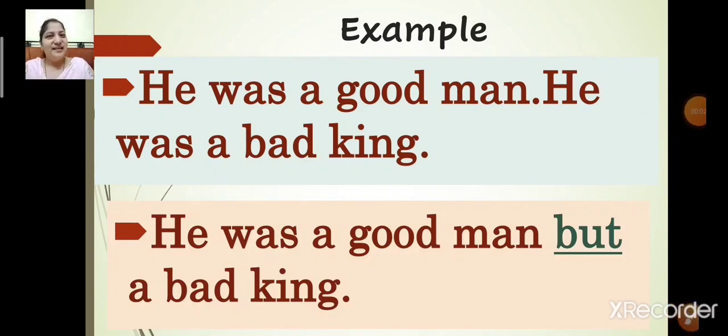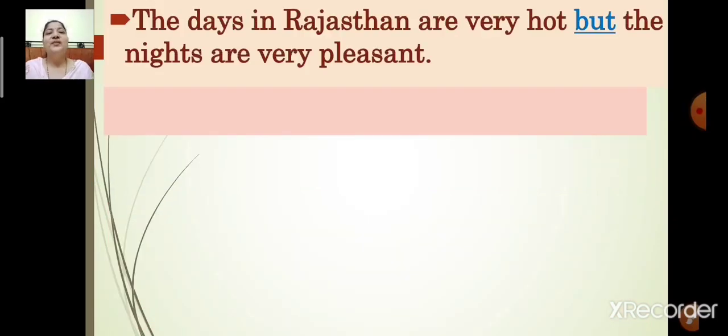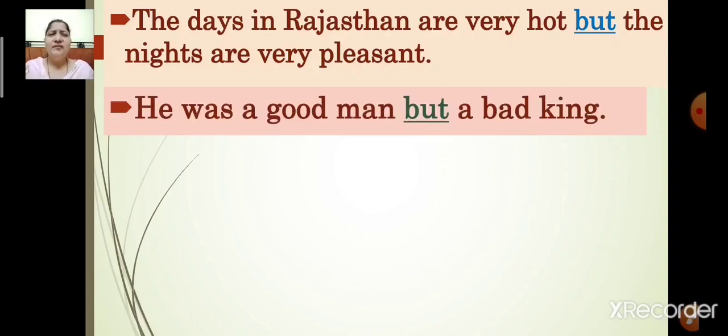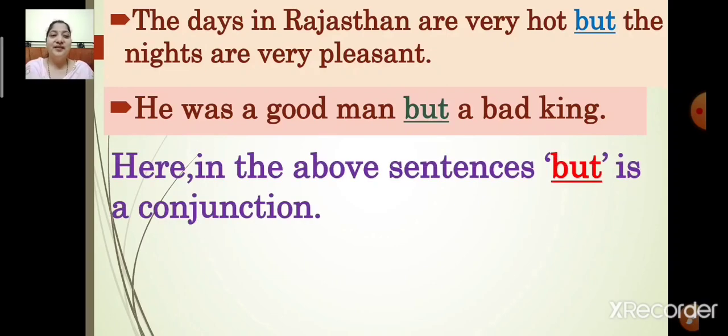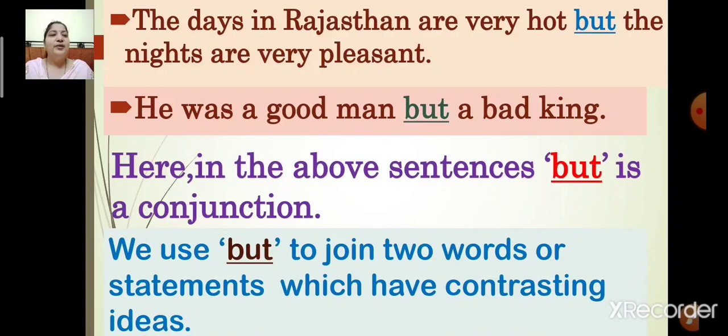Now children, let me explain you again. The days in Rajasthan are very hot, but the nights are very pleasant. He was a good man, but a bad king. Here, in the above sentences, but is a conjunction. We use but to join two words or statements which have contrasting ideas. I repeat, we use but to join two words or statements which have contrasting ideas.